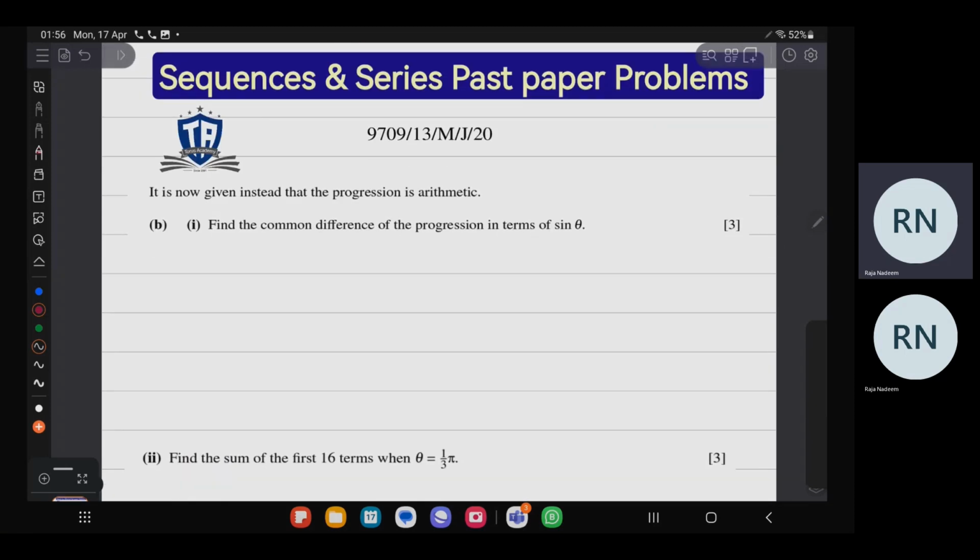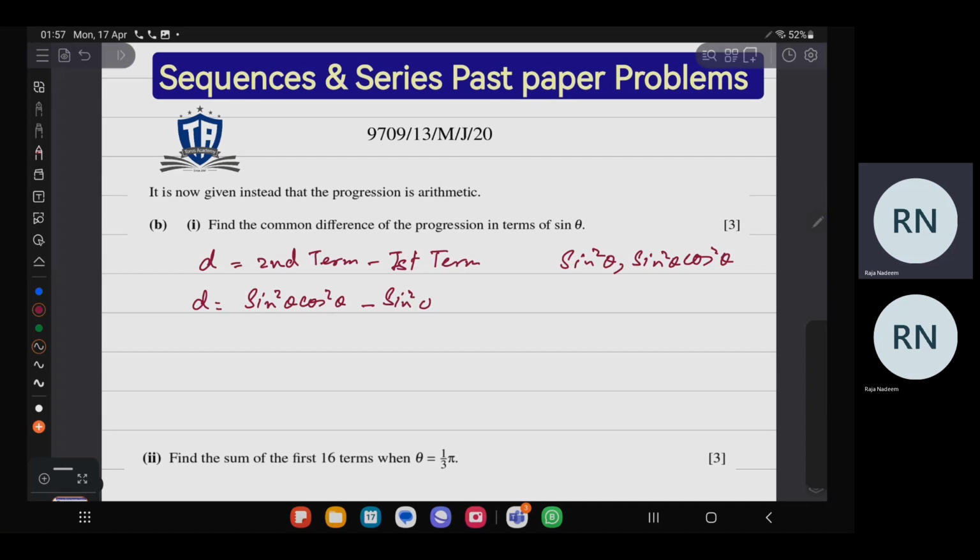Let's move to the next part. It is given instead that the progression is arithmetic. Find the common difference of the progression in terms of sine of theta. D is equal to second term minus first term. This is the formula. As the sequence was sine square theta, sine square theta into cos square theta, when you plug in the values, it is sine square theta into cos square theta minus sine square theta. Sine square theta is common, which gives cos square theta minus 1.